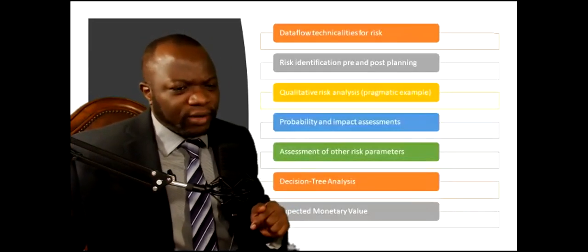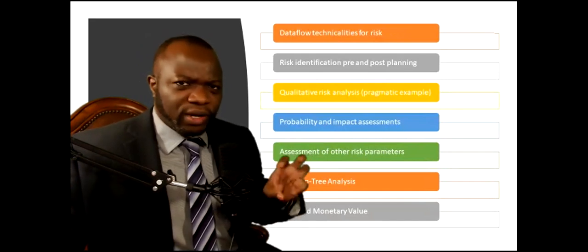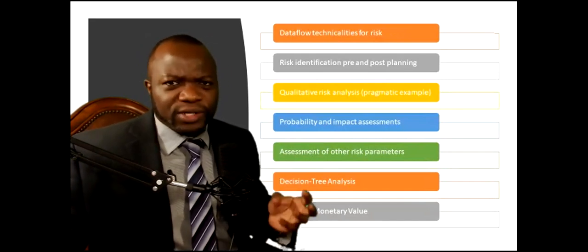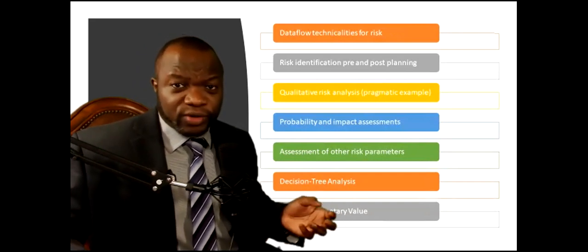On Thursday, we jump straight into risk, because my approach is the big rocks first. Risk is a big rock. It's got 7 processes. So risk versus quality, I choose risk first.